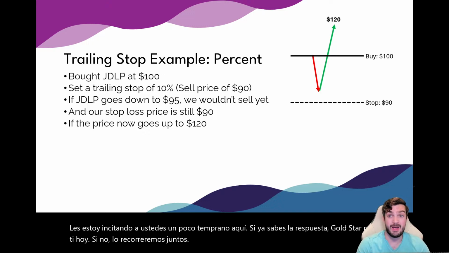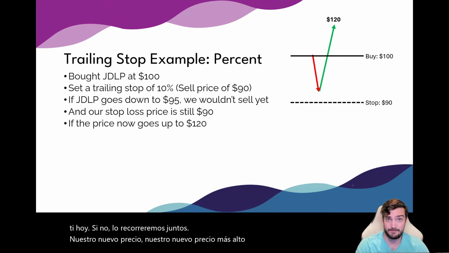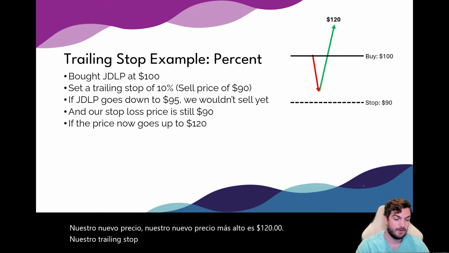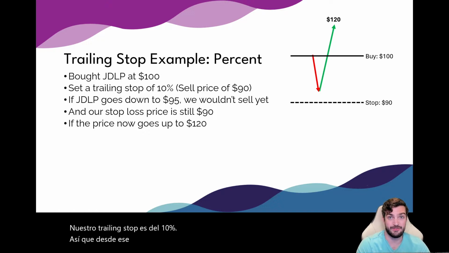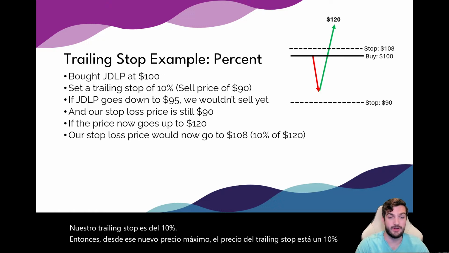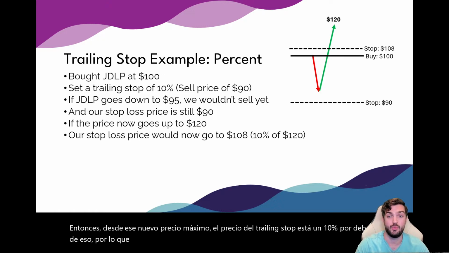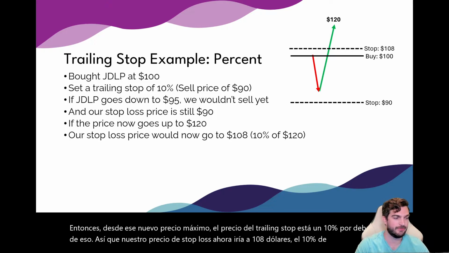Our new highest price is $120. Our trailing stop is 10%. So from that new high price, the trailing stop price is 10% below that. So our stop loss price would now go to $108. 10% of 120 is 12. 120 minus 12, 108.